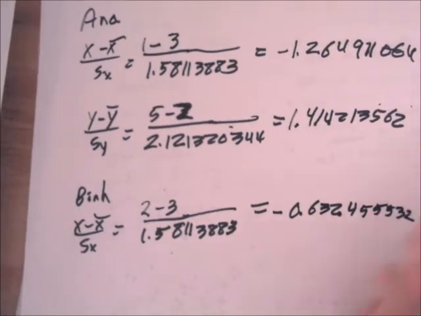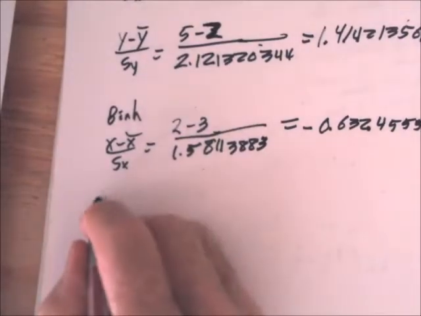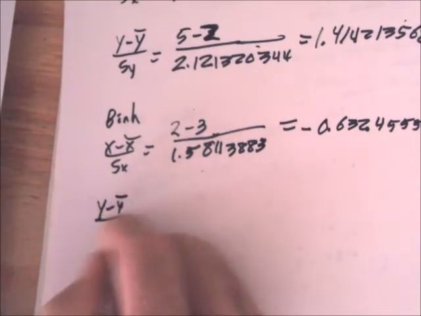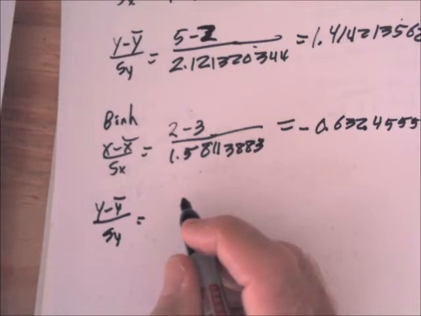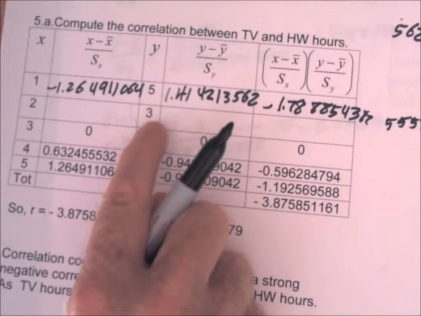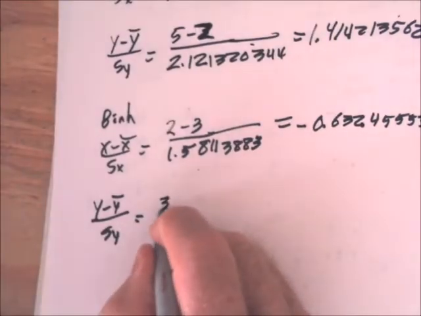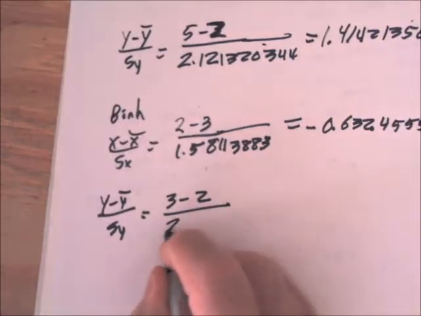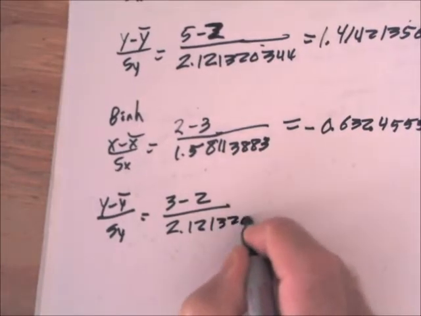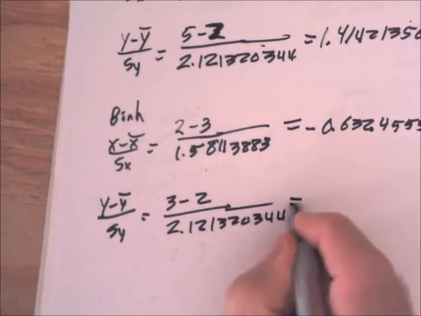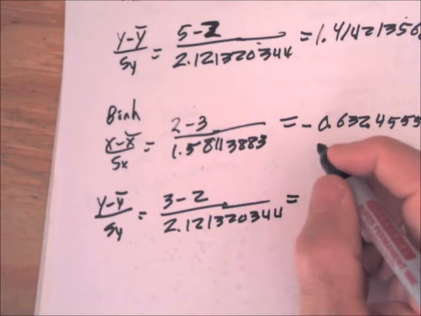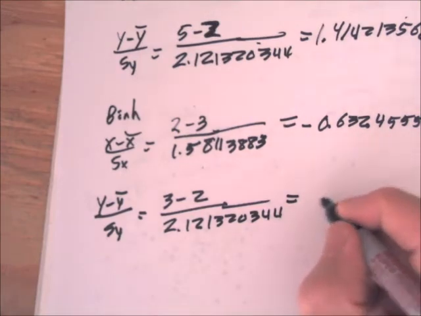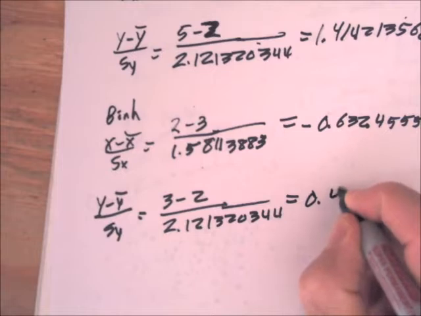4.55532. Okay, and then the other one, Ben's z-score for homework. Ben spent 3 hours doing homework, so it's 3 minus 2, divided by 2.12, and that comes out to be positive 0.47.